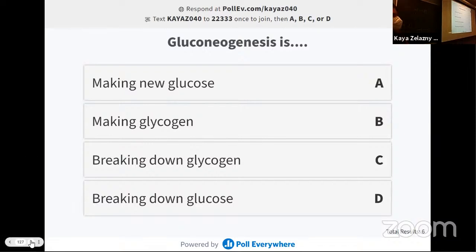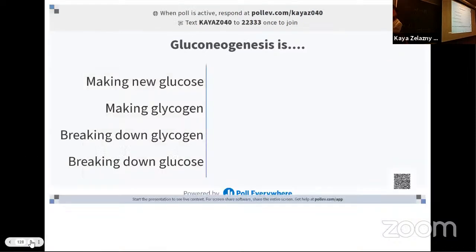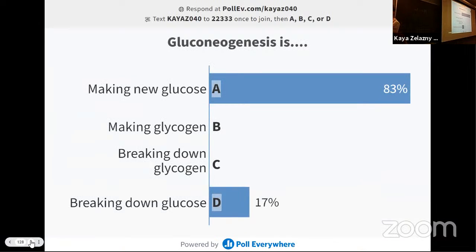Definitely running out of answers, right? Take a look. Yeah, so we're making new glucose. So gluco, that's our glucose. Neo means new. Genesis is creation. So we're creating new glucose with our gluconeogenesis. So these words are going to be showing up in our tables and flowcharts, which is why I just wanted a quick reminder of that.